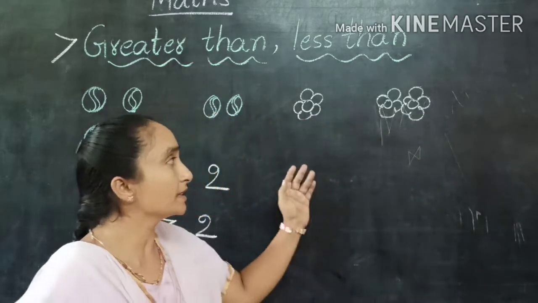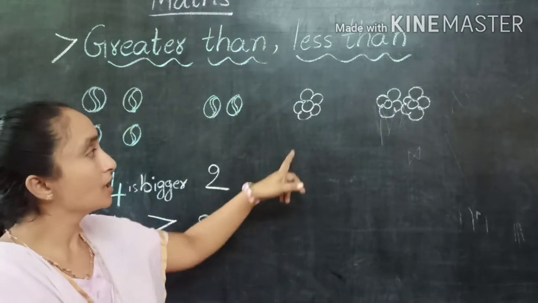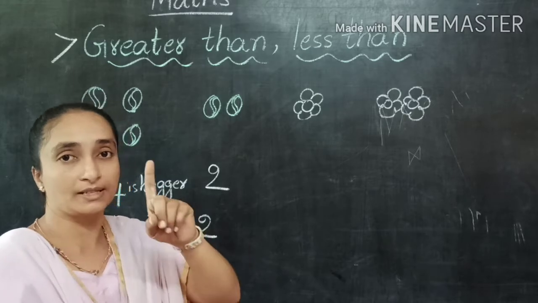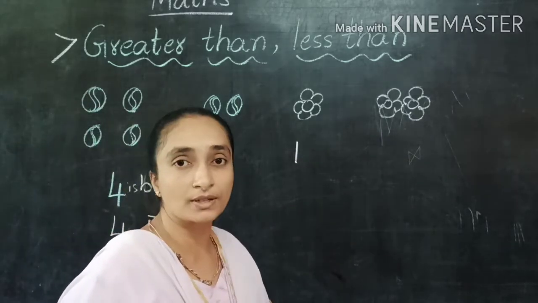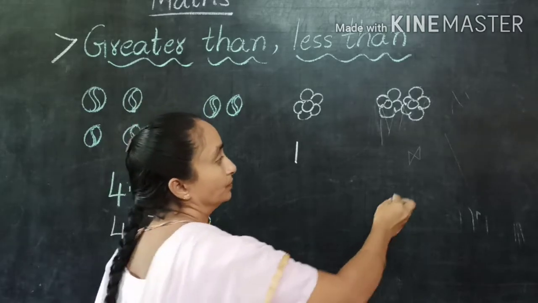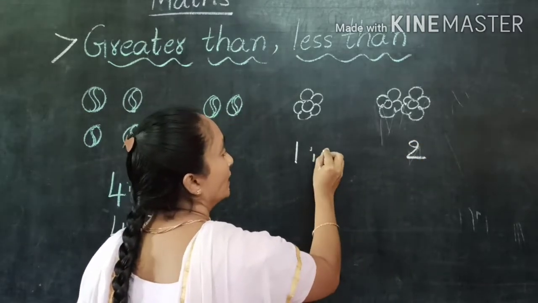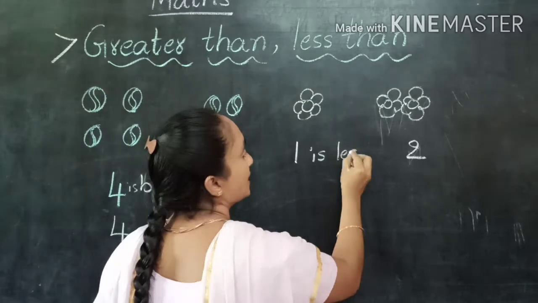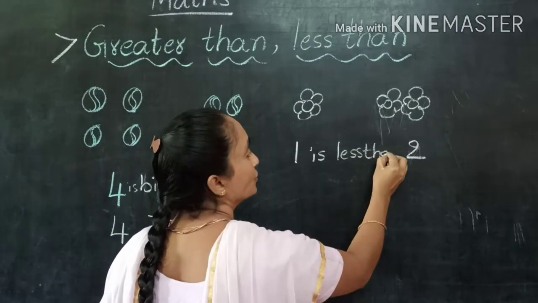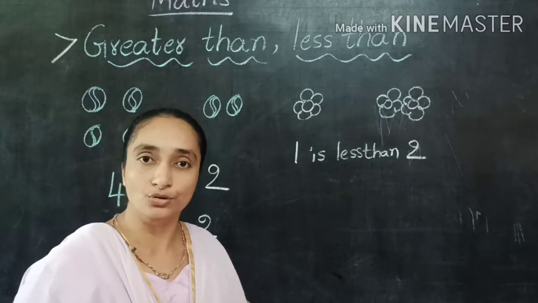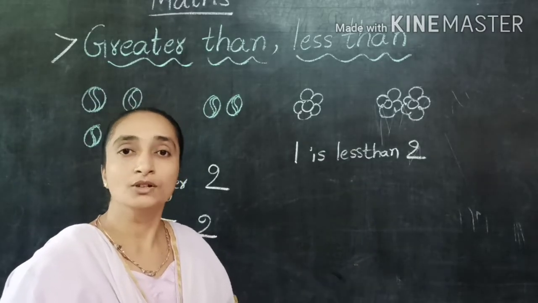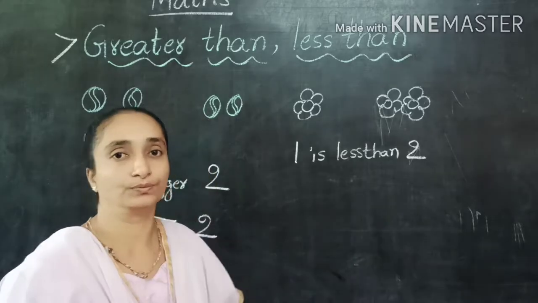Now here we can see the next one, the flower pictures. How many flowers are there? Yes, only one flower. 1. And here how many flowers can you see? 2. So 1 is less than 2. 1 is a small number, so it is less than 2.